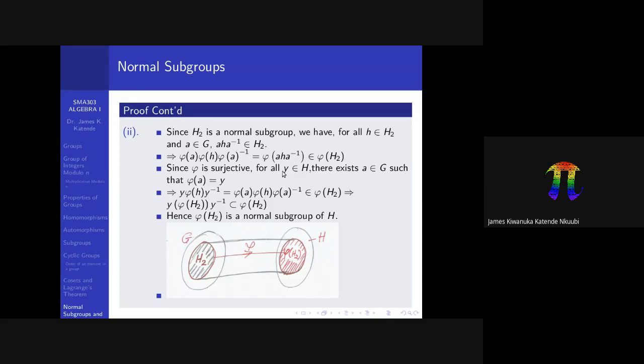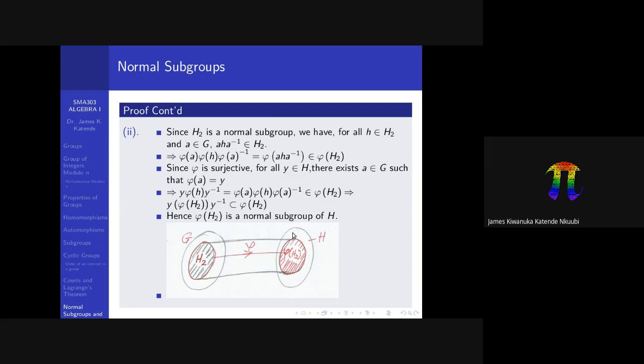So it's really important that the map is surjective, so that this statement is true for all values y, all the elements in H. Any element you pick in H, this will be true. If the map is not surjective, then there are some elements that will be left out. It may not necessarily be a normal subgroup in H. It may be a normal subgroup contained inside another subgroup of H, but not H itself. So this part that says the map is surjective is really important for this to be a normal subgroup in H.